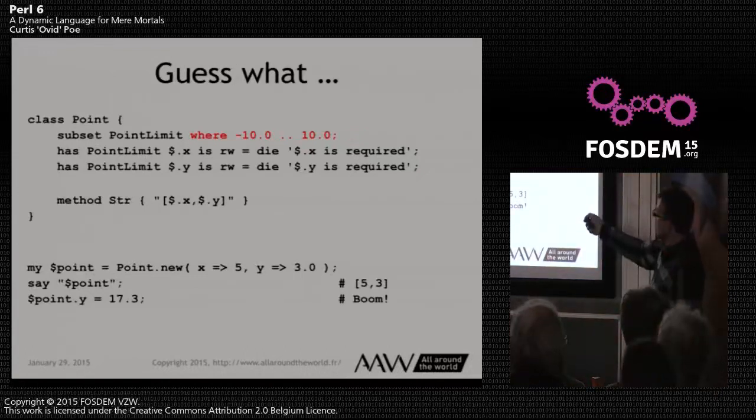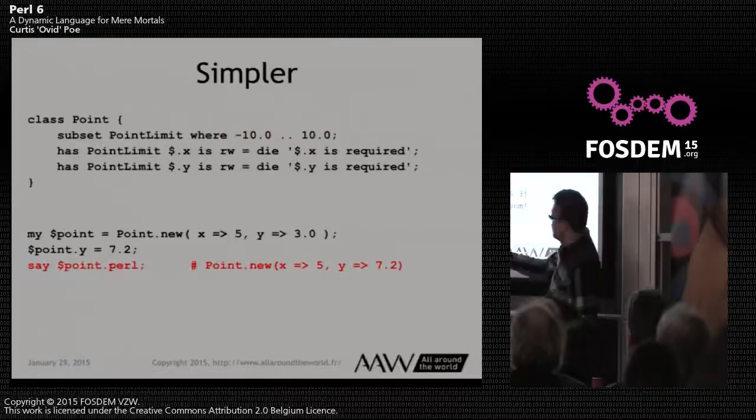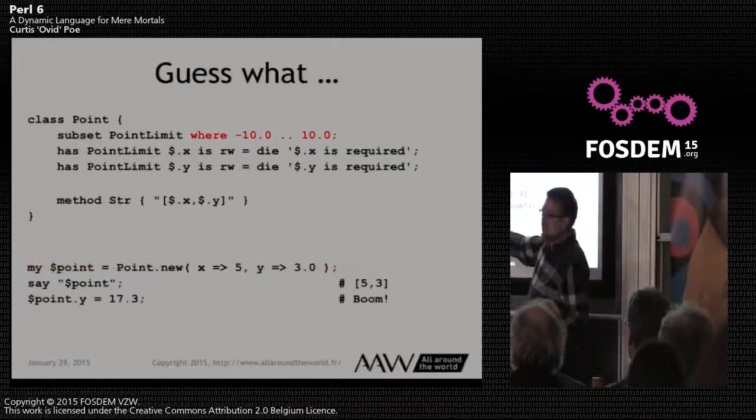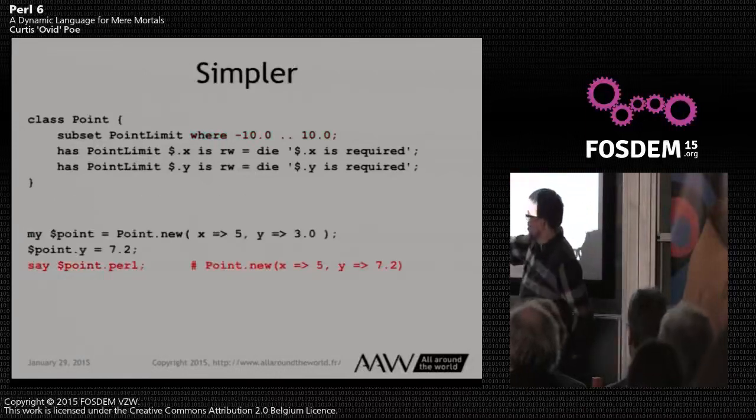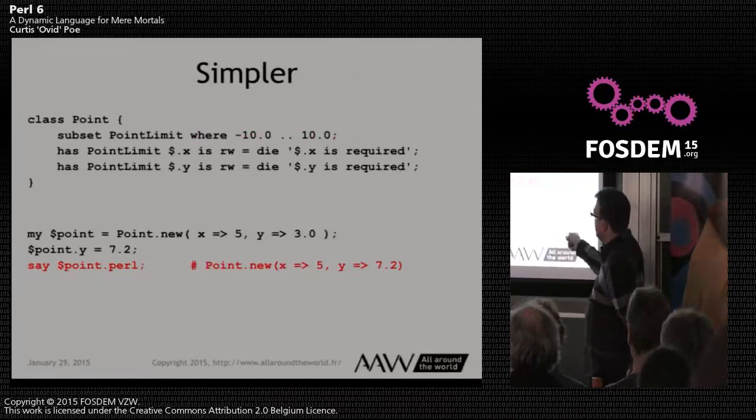So I showed the -10 to 10. Notice that here, I'm getting rid of the string method. I don't like this string overloading. Instead, I'm just going to say point Perl, and I get the serialized version, Point.new(x => 5, y => 7.2).